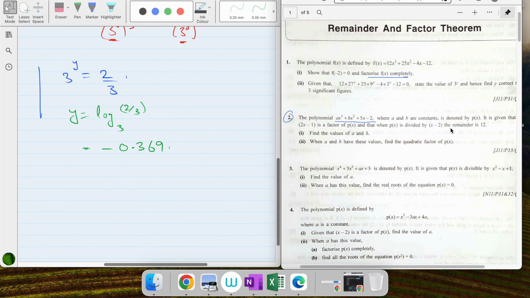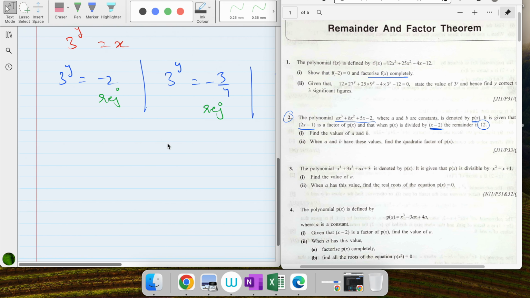It is given that 2x minus 1 is a factor of p of x, and that when p of x is divided by x minus 2, a remainder of 12 is left. So 2x minus 1 is a factor, that means remainder will be 0, and when it is divided by x minus 2, remainder is 12. Let's write the original question.